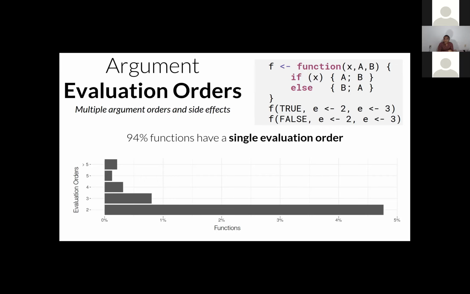So this data is encouraging. It suggests that 94% functions have a single evaluation order, so that makes it easy if we want to remove laziness. But this condition itself is not sufficient. We also care that the function should evaluate all of its arguments.